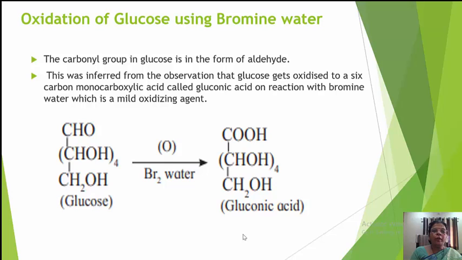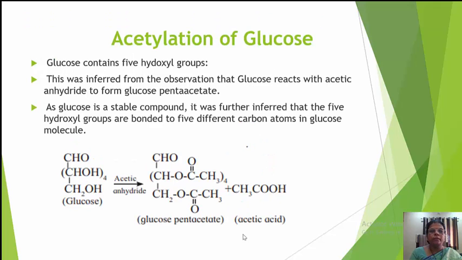The carbonyl group is present in glucose in the form of aldehyde. This was inferred from the observation that glucose gets oxidized to 6-carbon monocarboxylic acid called gluconic acid on reaction with bromine water, which is a mild oxidizing agent.